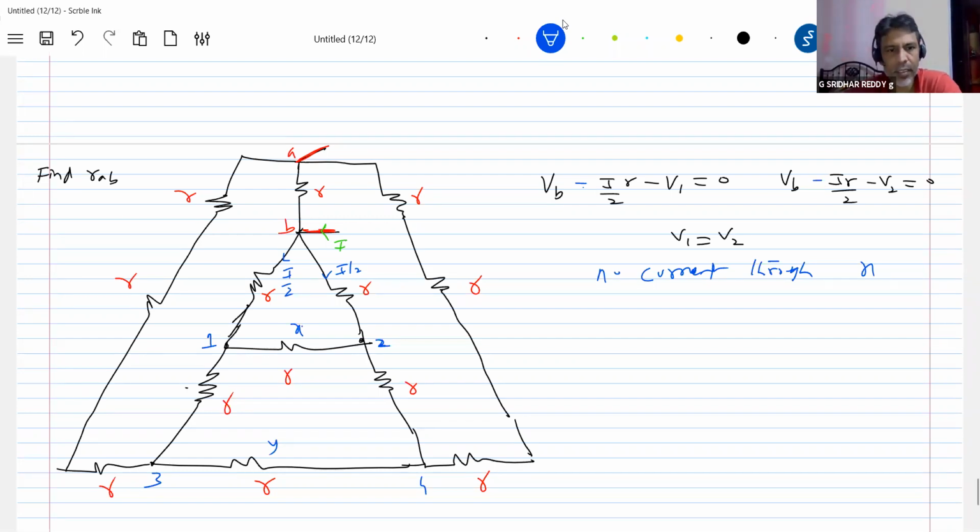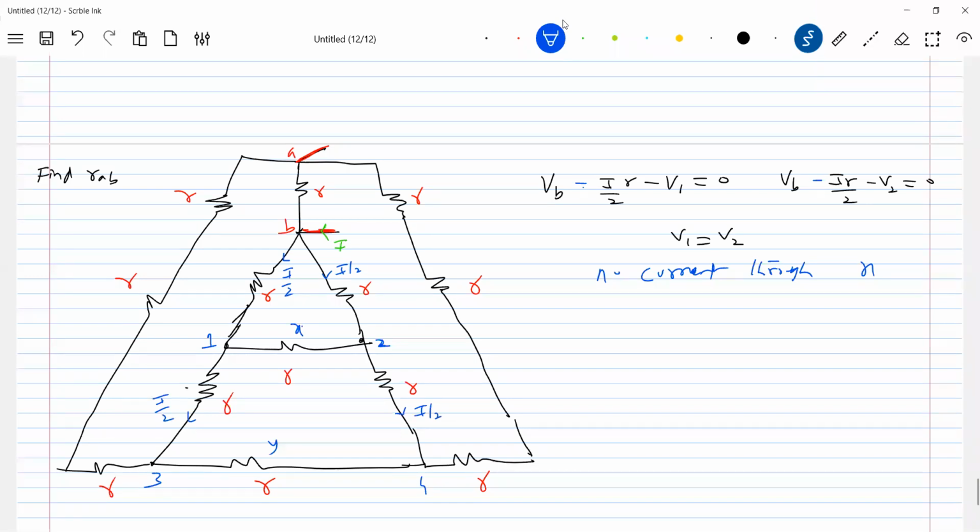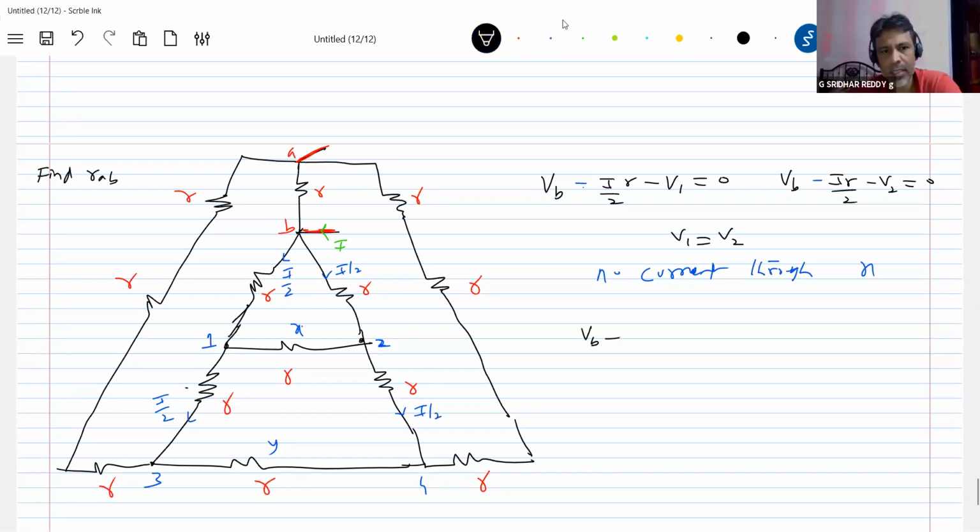Next, further, the current here will not branch, so the same current I by 2. Again writing the loop equation. VB minus I by 2R minus I by 2R minus V3 equals 0. Similarly, VB minus I by 2R minus I by 2R minus V4 equals 0. So V3 equals V4.